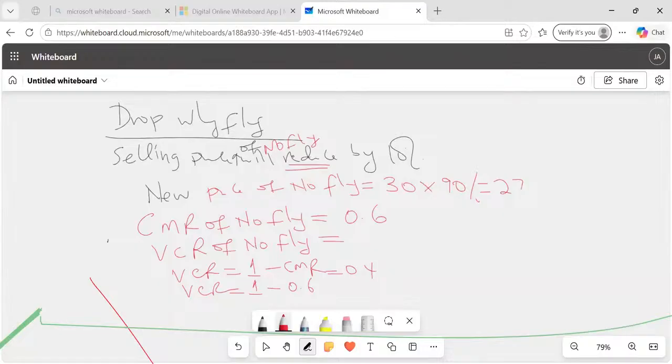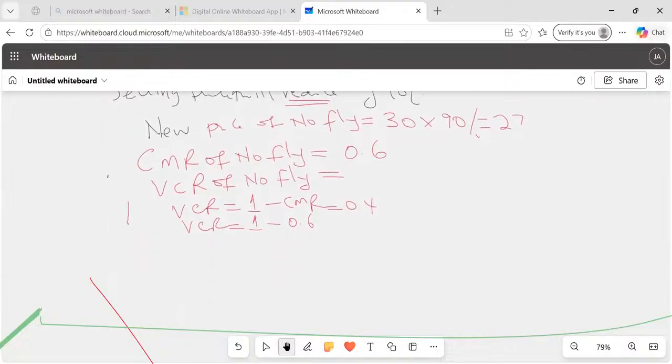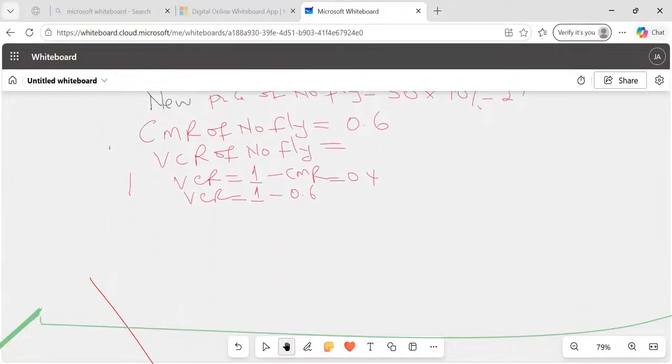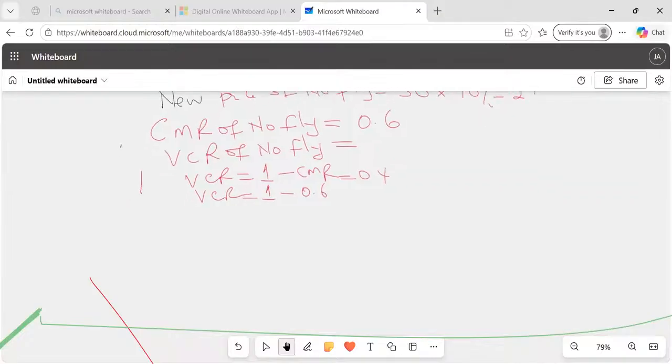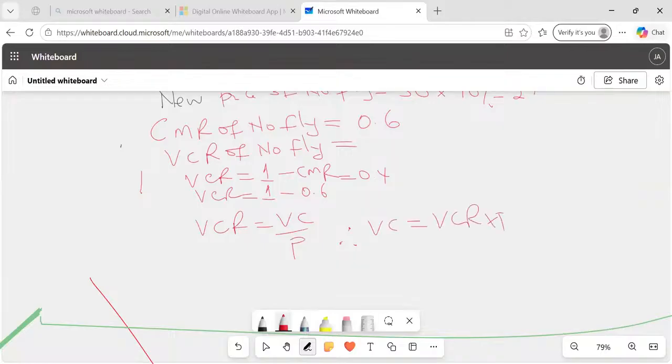You see, the old variable cost is not changing. So we calculate variable cost using the old price, because variable cost is not changing. We know the formula: VCR equals VC over price. Therefore, VC will be VCR times the price.